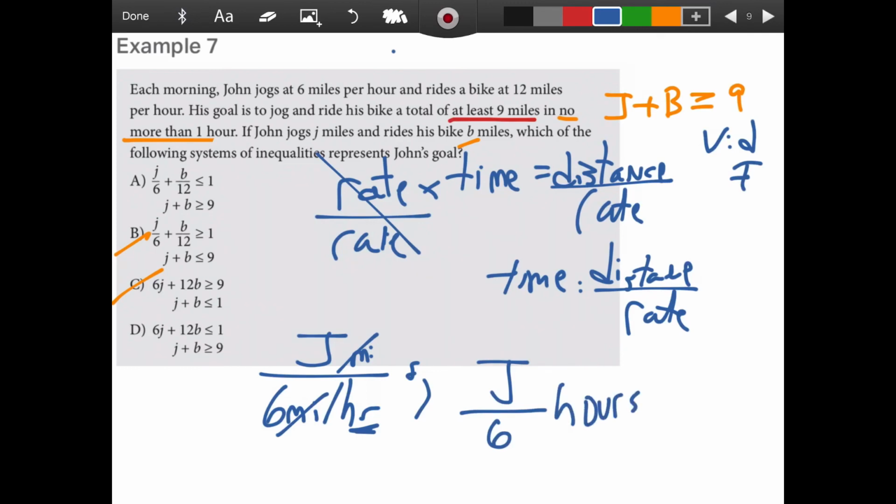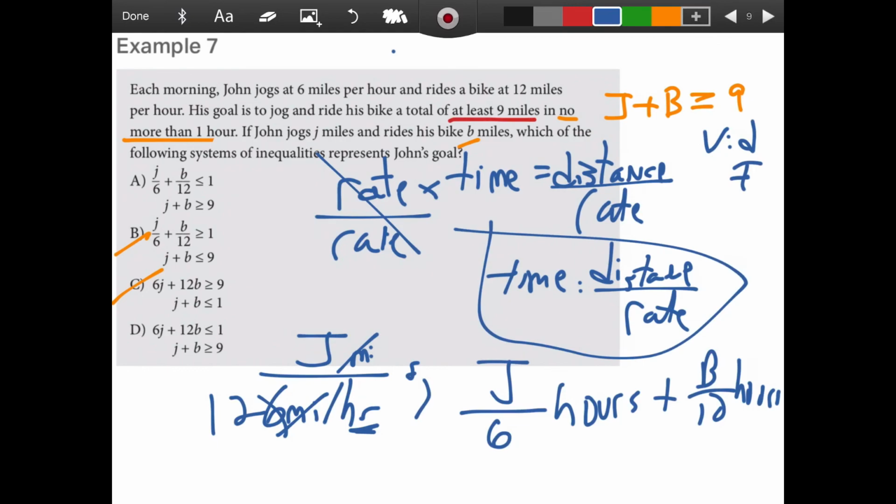Okay, and similarly, we could do the same thing where he is riding his bike, but instead of this 6, we would plug in 12 down here, and we would get B over 12 hours. And like I mentioned earlier, we want it to be less than or equal to 1, but based on this process, we now know that the answer has to be choice A.